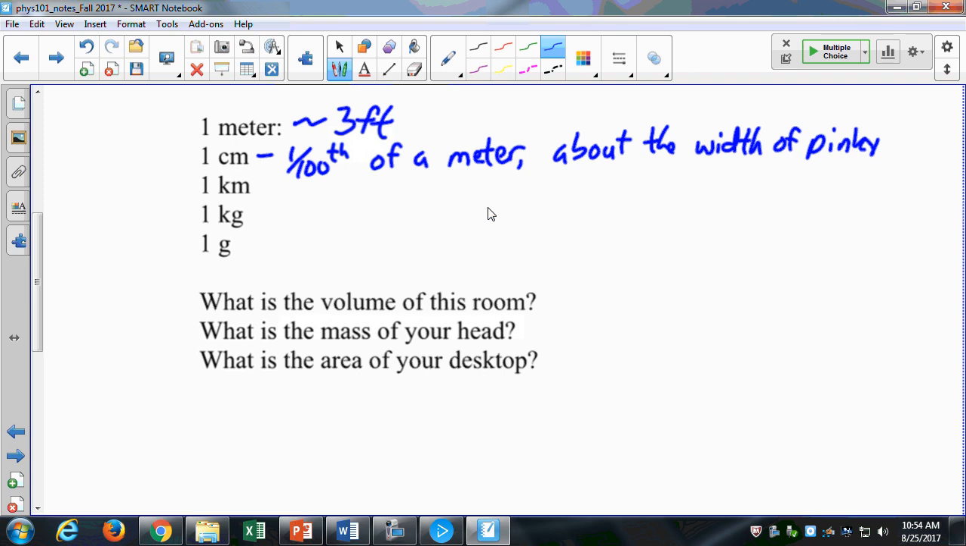A kilometer is 1,000 meters. What is it in miles? 0.6 miles, excuse me. Isn't that right? Yeah, because a 5K is 3.1 miles. So about 0.6 miles. So about a half a mile.